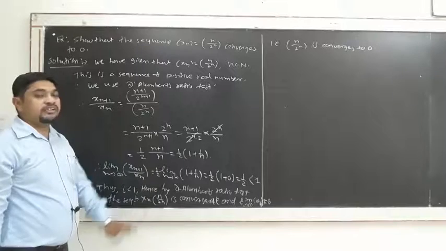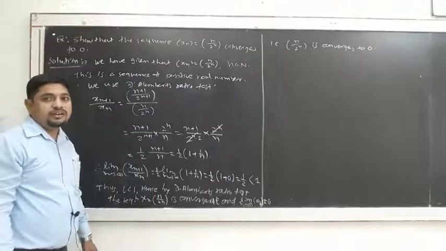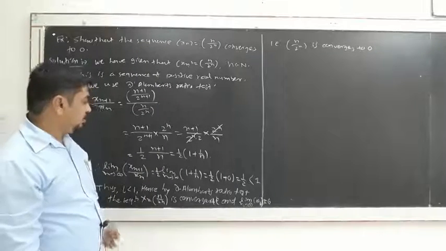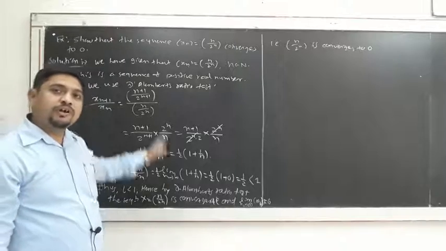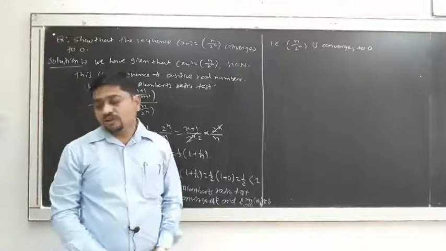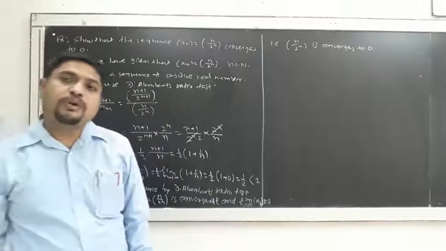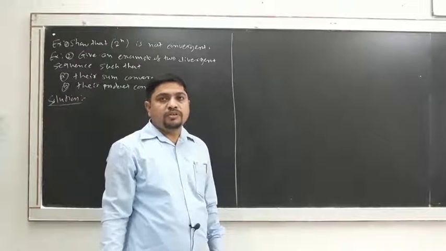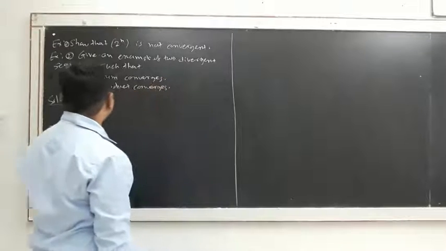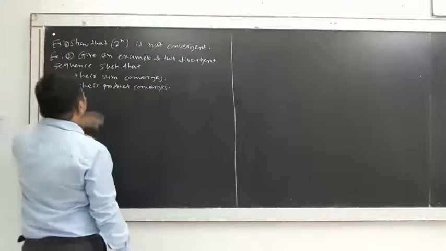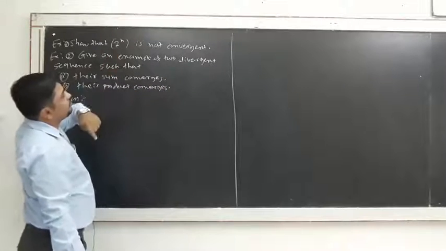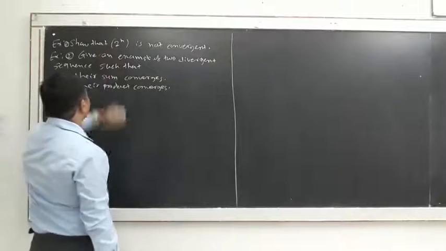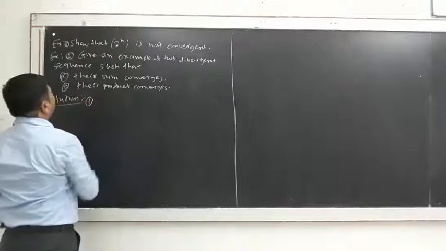If this limit is less than 1, then directly by D'Alembert's test we can say that this given sequence is convergent. So we can solve so many problems like this. Now we solve some more problems on the sequence. So what is the first problem? Show that 2 raised to n is not convergent, that is, the sequence 2 raised to n.